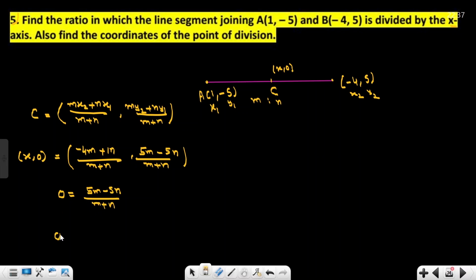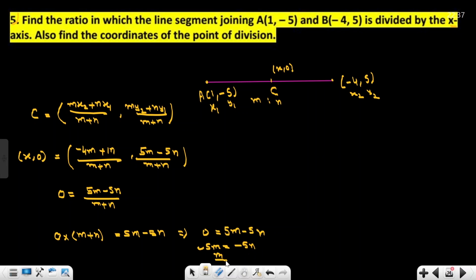Change the side. 0 multiplied by (m plus n) is equal to 5m minus 5n. So how do we solve this equation? 0 into any number gives 0, so 0 is equal to 5m minus 5n. Change the sides: 0 minus 5m, so minus 5m is equal to minus 5n.